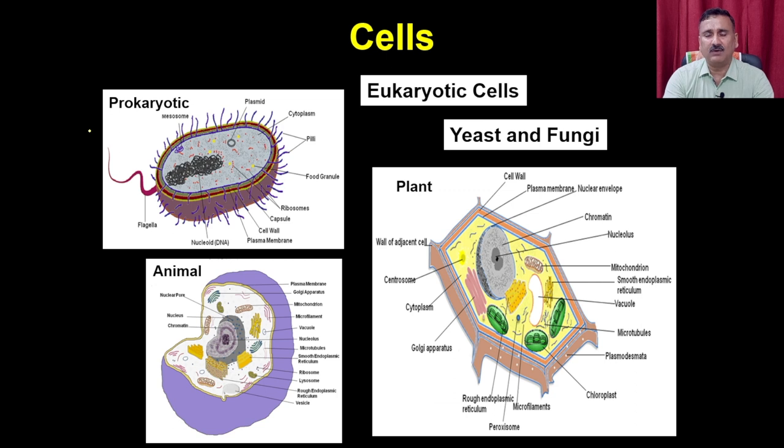Before getting into the detail of how you can fractionate the cells and isolate a particular fraction, let's understand that we have the prokaryotic cell and the eukaryotic cell. Within the eukaryotic cell, you can have the unicellular eukaryotic cell, such as yeast, or you can have multicellular eukaryotic cells, such as animal cell, plant cell, or the fungi.